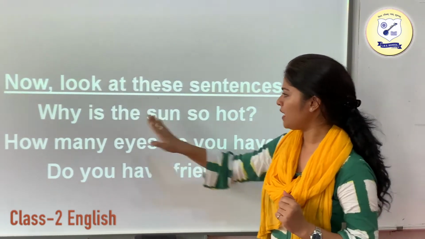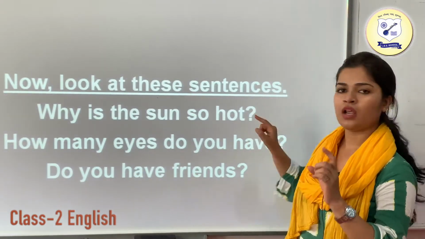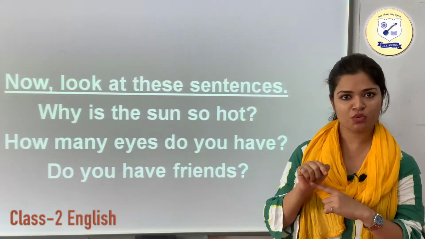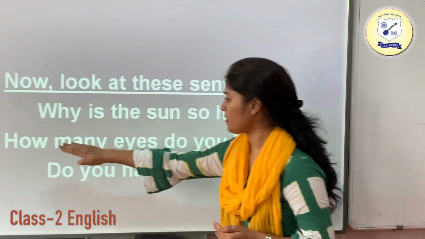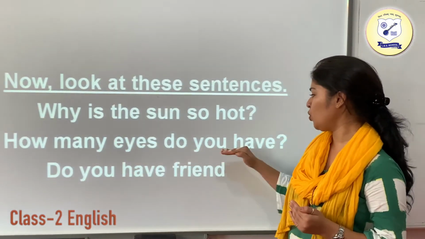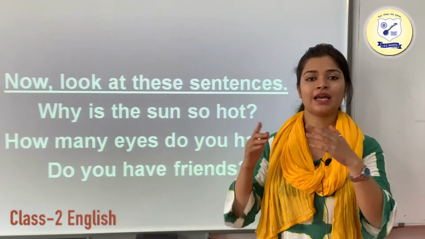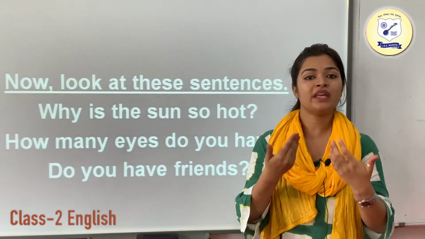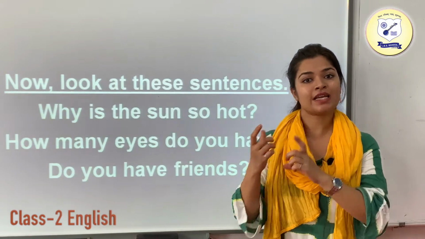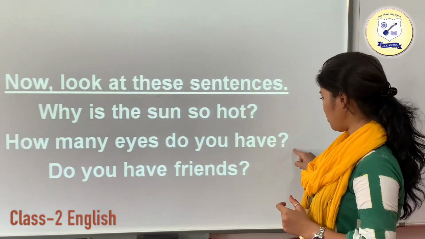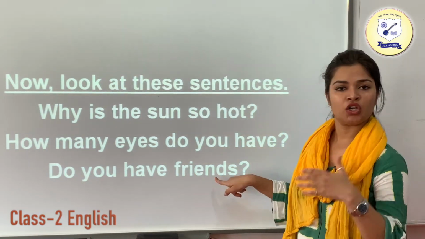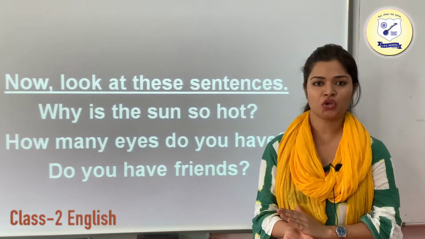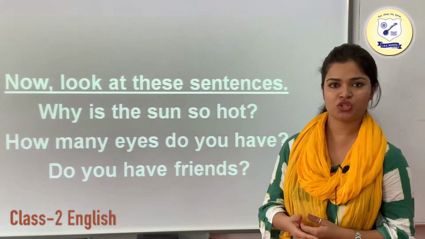Okay, similarly, you can see this is the symbol which is used, a question mark, which we use after the sentence when you are asking something. How many eyes do you have? Again you can see that I am asking someone how many eyes they have, so that is again going to be a question, so I have put a question mark. Do you have friends? Again this is your question, so we have put a question mark.